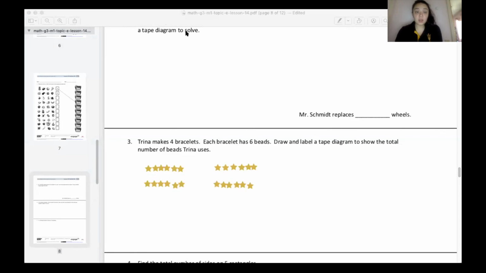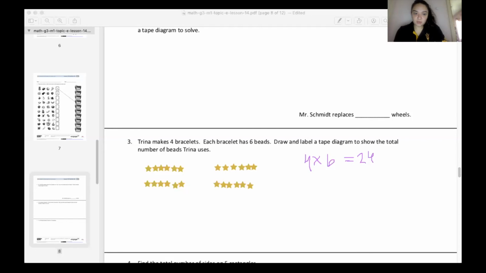So 4 bracelets. I'm going to write my multiplication sentence. 4 bracelets times 6 beads on each bracelet equals how many? Oh, I'm sorry. We're going to skip count. So we have 1, 2, 3, 4, 5, 6, 7, 8, 9, 10, 11, 12, 13, 14, 15, 16, 17, 18, 19, 20, 21, 22, 23, 24. Another way we could have done that is we could have used our fingers and skip counted by 4 6 times. So 4, 8, 12, 16, 20, and 24. So she has 24 beads for all of the bracelets.